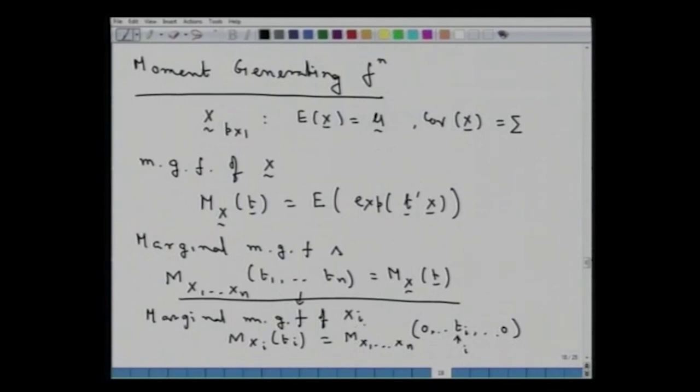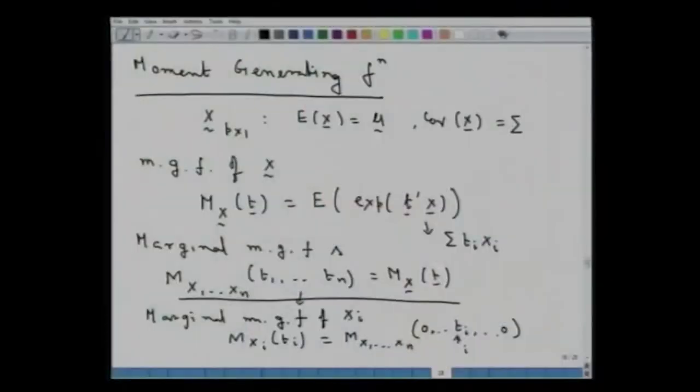To see how that is true, it is trivial to look at the expression of this particular joint moment generating function of the random vector x. Here, if we take all the t_i's except one t_i component as 0, then this term, which is a summation of t_i x_i, is nothing but just t_i x_i. So, expectation of e to the power t_i x_i is just the moment generating function of this particular component, which is x_i.